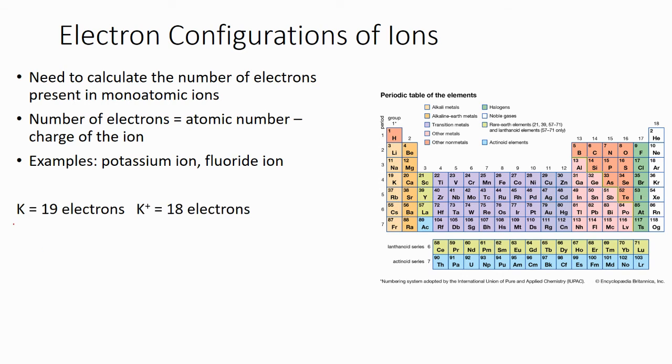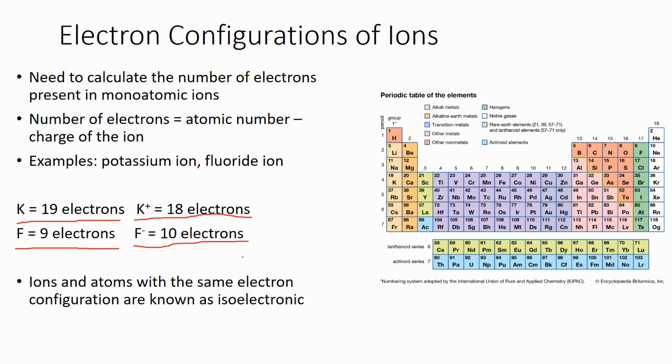Potassium ion and fluoride ion. A potassium atom has 19 electrons, but a potassium ion has lost an electron because metal ions lose electrons, so it's only got 18 electrons. Let's have a look at a non-metal. A fluorine atom has 9 electrons and a fluoride ion has 10 electrons because it's gained 1 electron to get a full shell. Ions and atoms with the same electron configuration are known as isoelectronic.